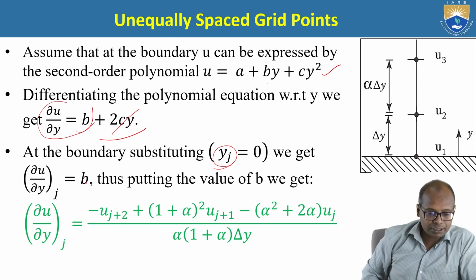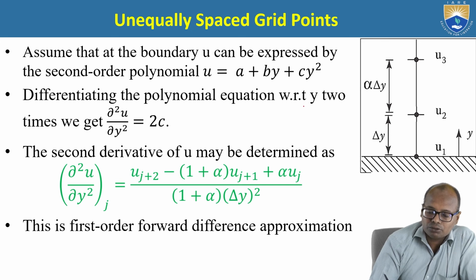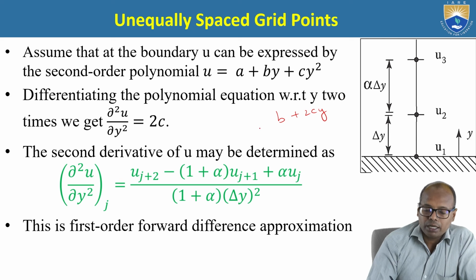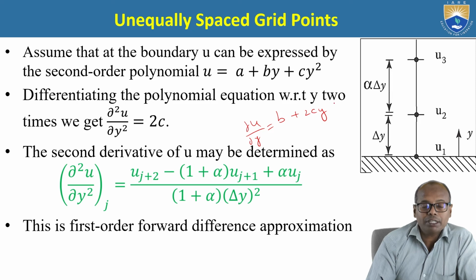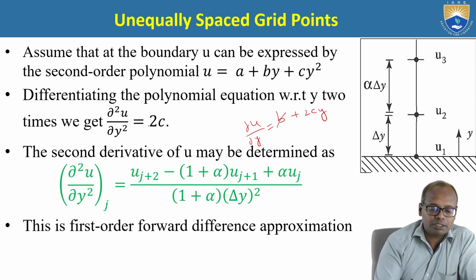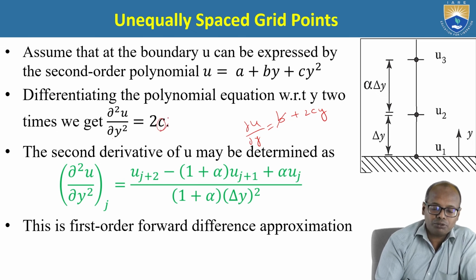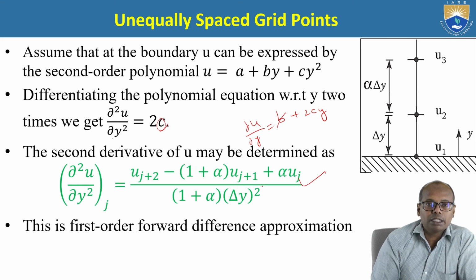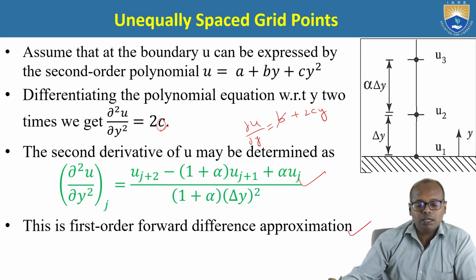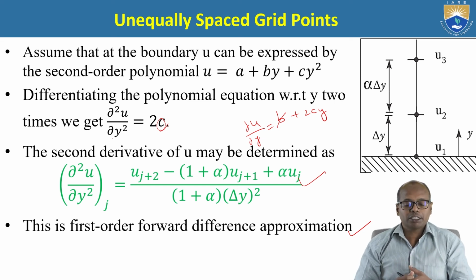Similarly, if I differentiate this a second time, what will I get? So the first differentiation is b plus 2cy, and that is equal to dou u by dou y. Now if I differentiate it again, this will become 0 and y will go, so it will be only 2c. So I will get dou square u by dou y square is equal to 2c, and if I substitute that c value, I will get dou square u by dou y square is equal to this equation.